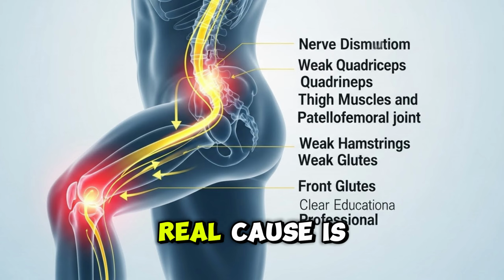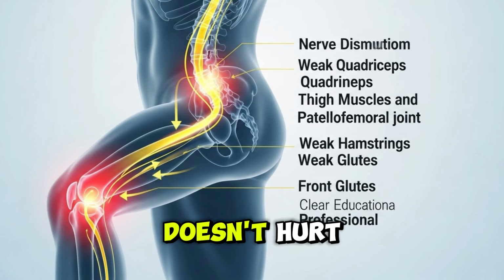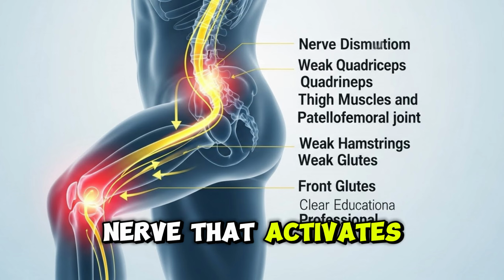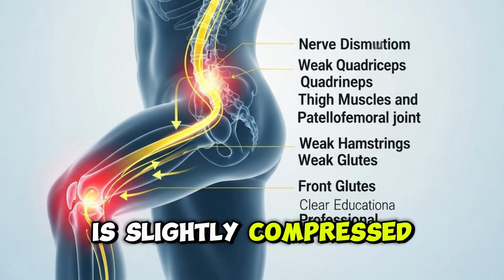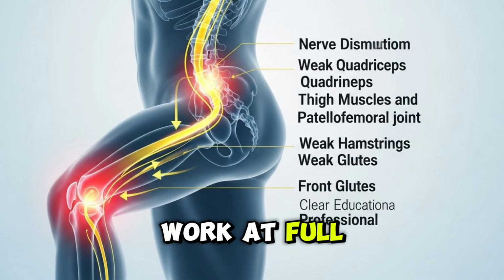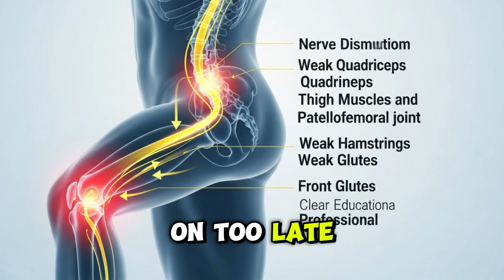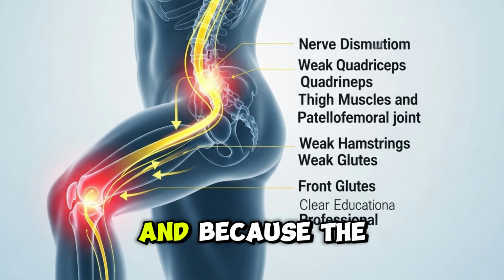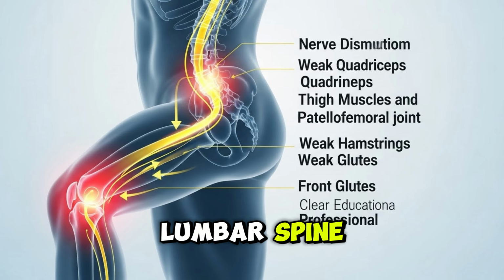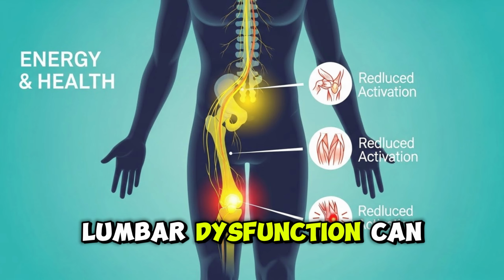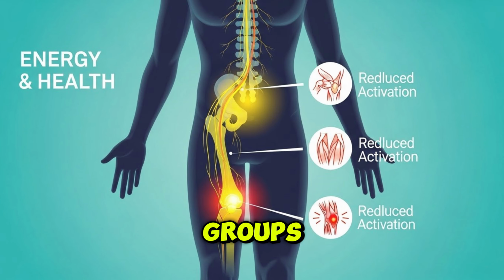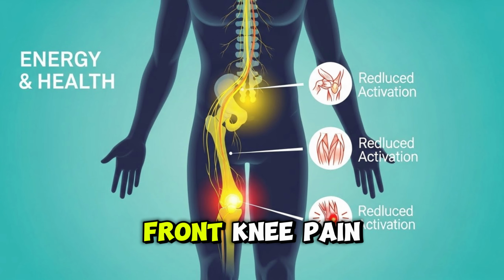4. When the real cause is the lower back, even if it doesn't hurt. Sometimes the problem is not in the muscles, but in the nerve that activates them. When a nerve is slightly compressed, irritated, or poorly conducting signals, the muscle doesn't work at full strength. It may turn on too late, too weakly, or unevenly. And because the nerves to the quadriceps, hamstrings, and glutes come from the lumbar spine, even a minor lumbar dysfunction can lead to altered muscle activation, imbalance between muscle groups, incorrect patellar movement, and front knee pain.